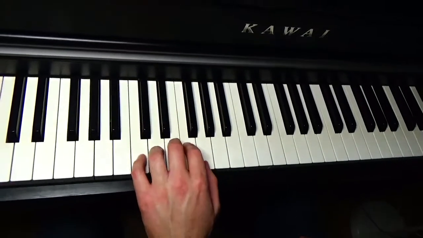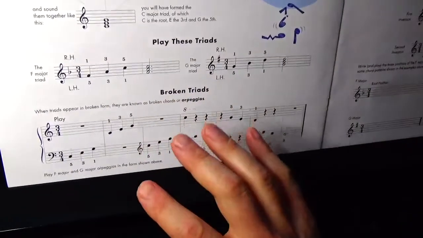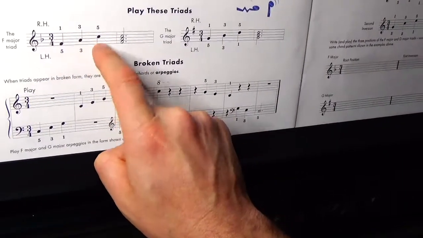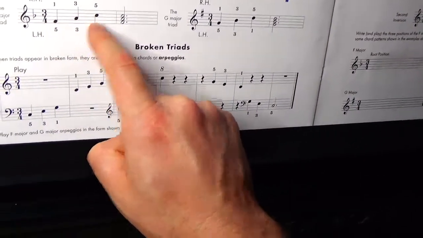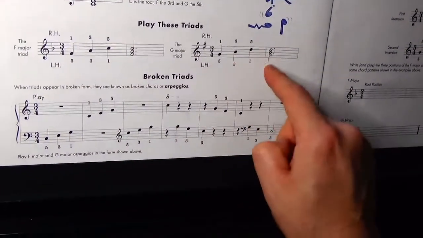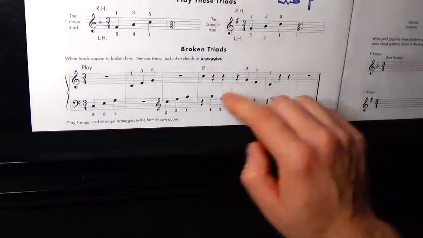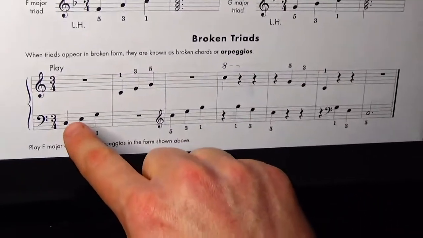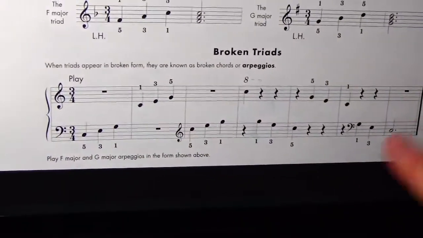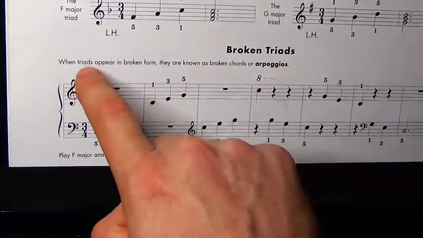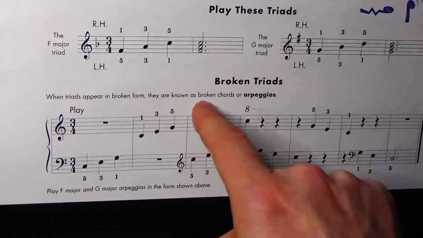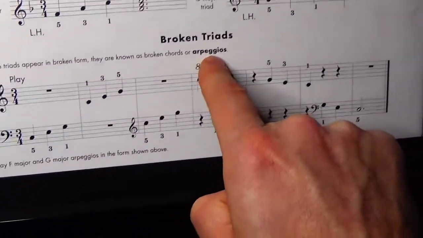And voila. Fantastic. After this explanation that I hope is clear, the first time you play the F major broken chord, and then you play the stationary chord, you do the same with the G, broken and then stationary, yeah? Now we can have fun with this interesting exercise. Broken Triads is called. When triads appear in broken form, they are known as broken chords or arpeggios.